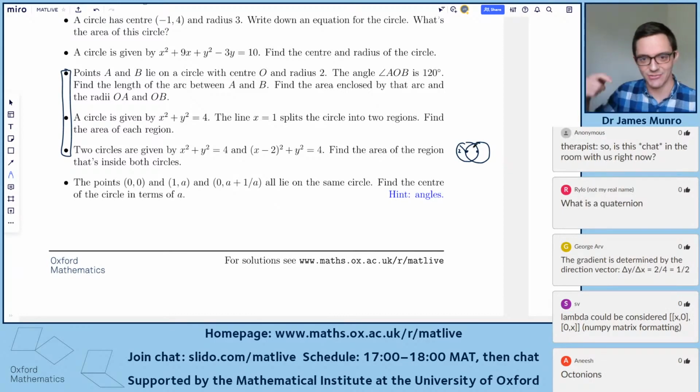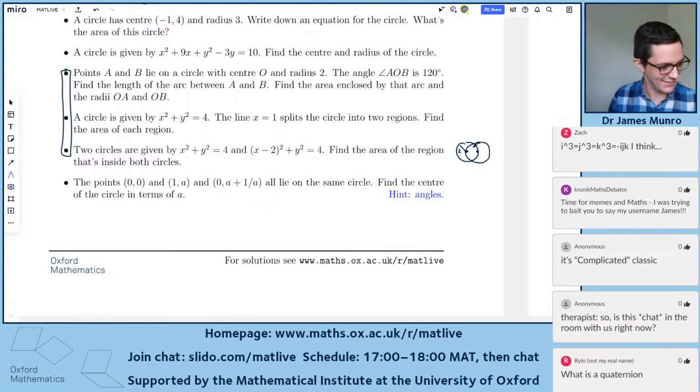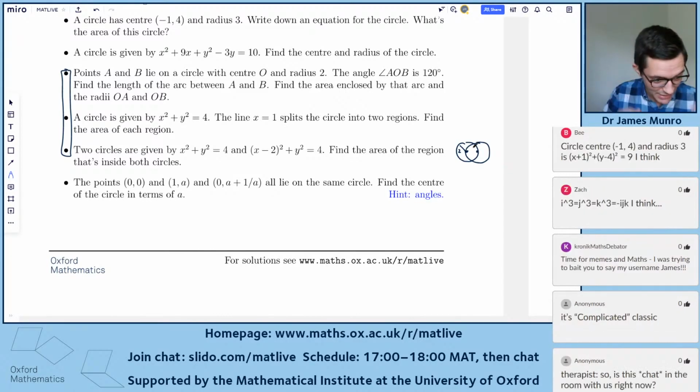Oh yeah, Zach's trying to define quaternions in chat. Very brave indeed. Have you got powers to work? B's got powers to work. Look at that. Do those work on screen as well? Oh my word, you got those tiny little 2s. Amazing. And we're doing lines again.